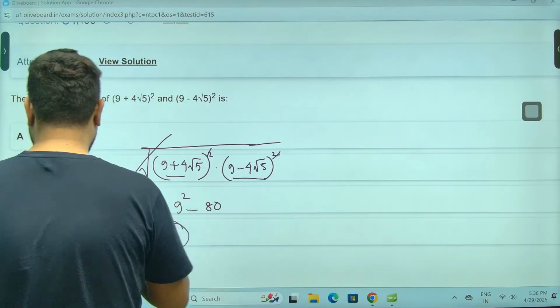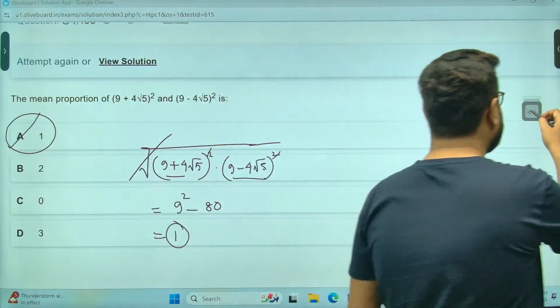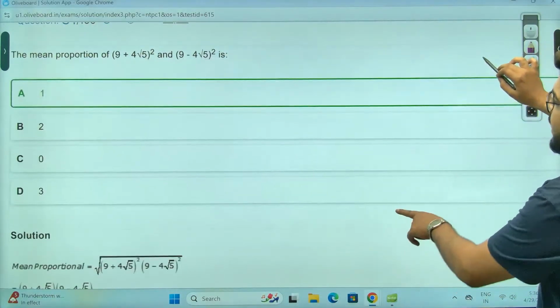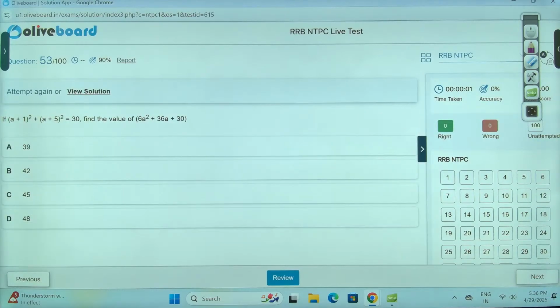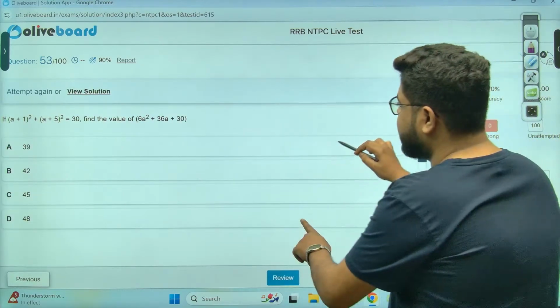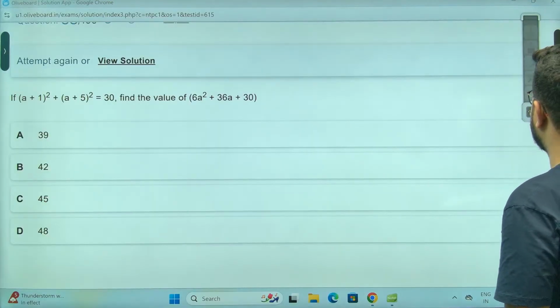The answer is 1. Option number A, 1 is the correct answer, sir. Very, very simple, sir. Next one, sir. Chalo, chalo.